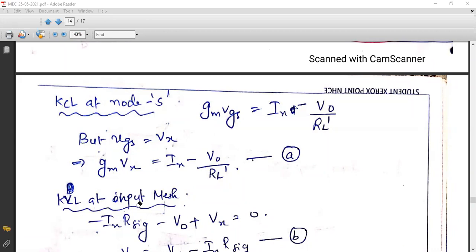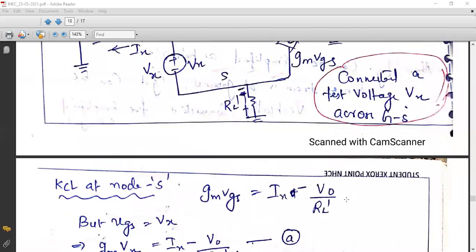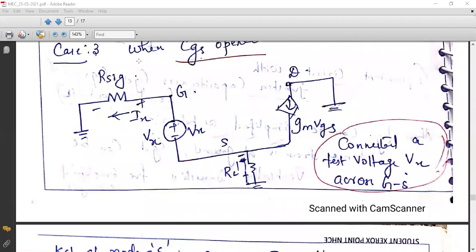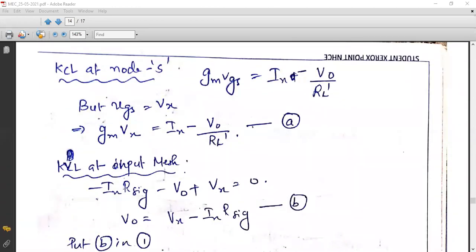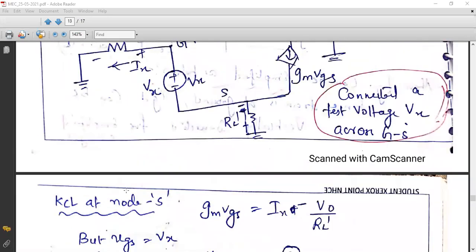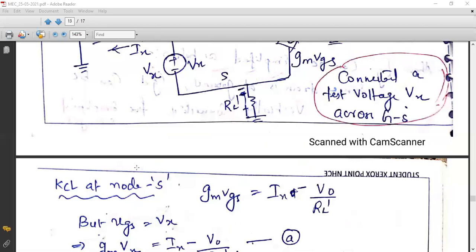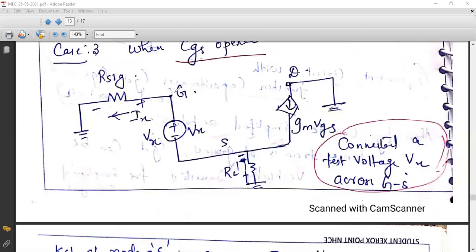So what we will do is, I'll be considering the input mesh, the loop analysis. This is the input circuit that we have. So through this mesh, I will be applying KVL and I will write the KVL equation in the input mesh. Okay. So I'll start from this point, and I will be moving in this direction according to Ix, because Ix is moving in this way, so I will also move in that direction.